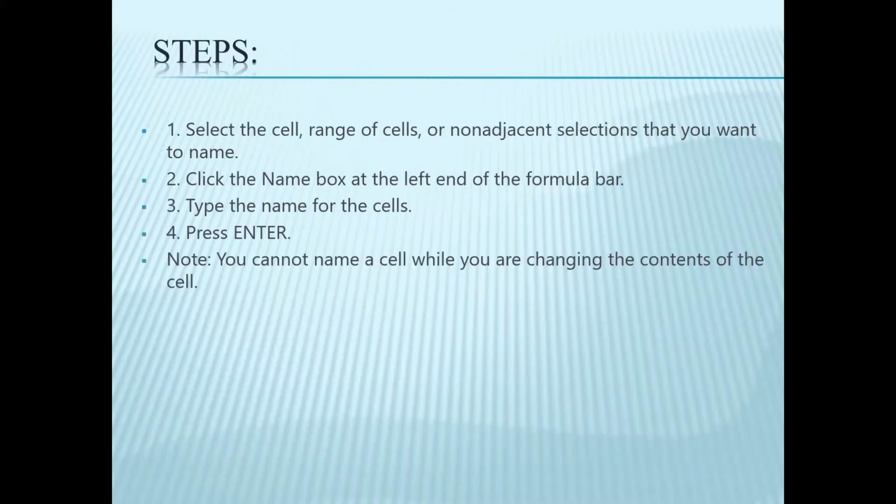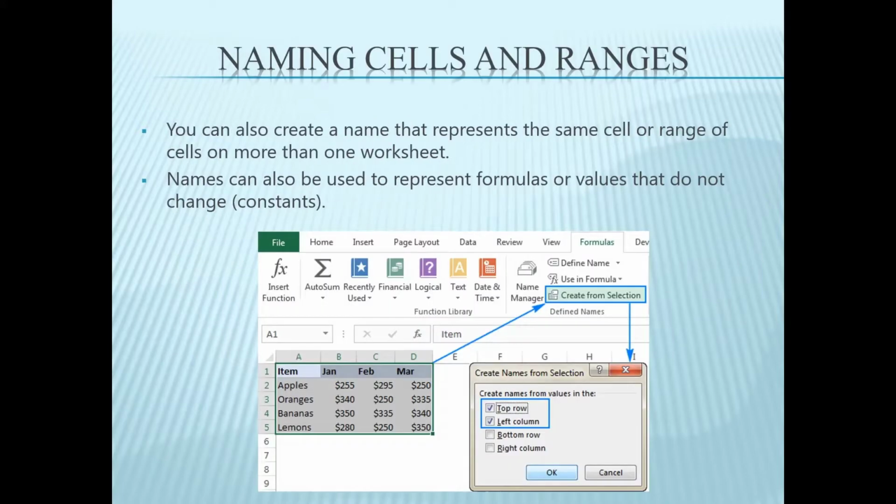The steps are: select the cell, range of cells or non-adjacent selections that you want to name. Click the name box at the left end of the formula bar. Then type the name for the cells which you want and then press enter. There is a note: you cannot name a cell while you are changing the contents of the cell. That is, if you are editing the content of a cell at the same time, you cannot change the name of the cell or put any name in the cell.